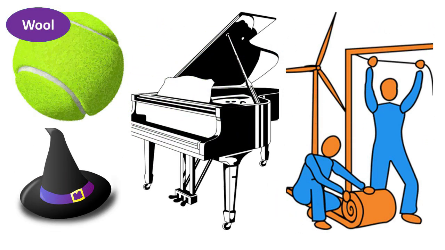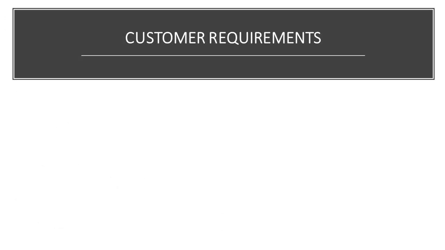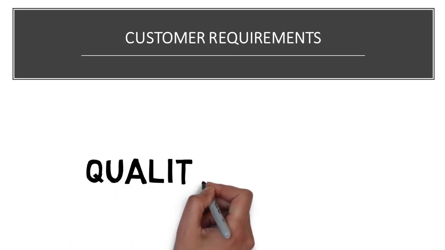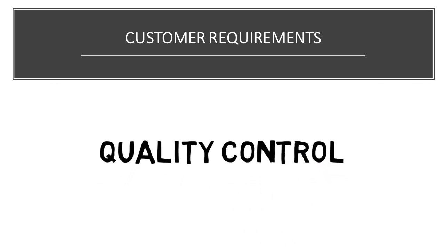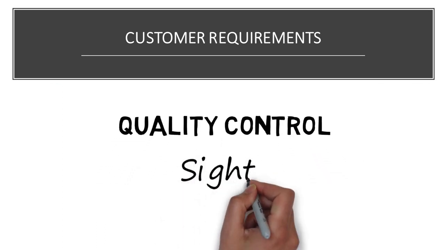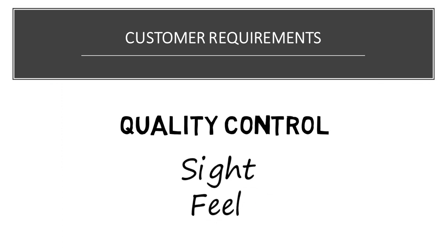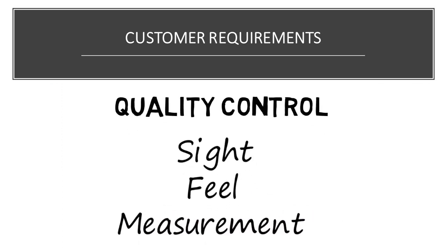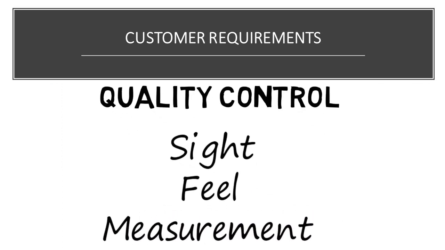It is important to always consider the customer's requirements and to ensure that the mohair and wool produced is of a high standard to meet these requirements. Most of the quality control in the production of mohair and wool fabrics is done by sight, feel and measurement. Loose threads are removed with tweezer-like instruments called burling irons.